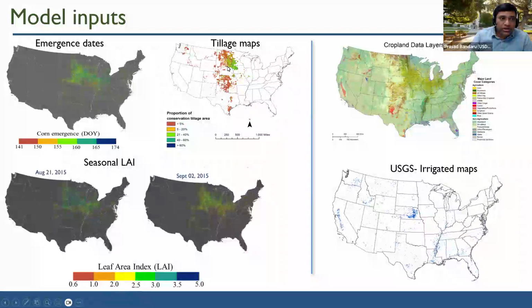And also we downscaled the tillage practices, county tillage statistics, the CTIC database, conservation tillage, I think CTIC, I don't remember the exact acronym, but they're the county tillage statistics. And then we tried to downscale to the pixel scale to run the model under different tillage practices. And then we also used publicly available data sets like the cropland data layer, to extract the corn and soybean pixels to parameterize the model for those pixels and run the model. And then we also used irrigated maps, USGS irrigated maps, to run the model under both irrigated and non-irrigated conditions.